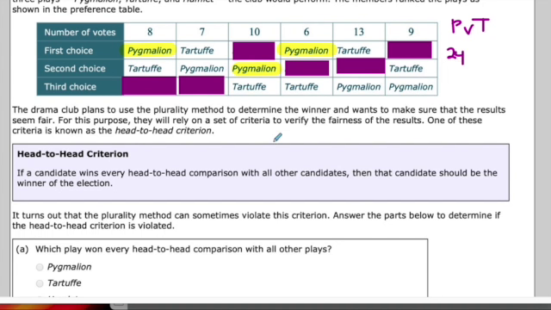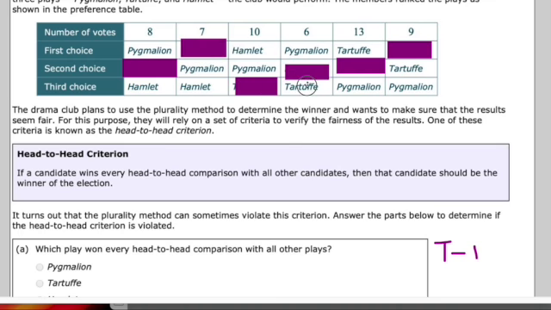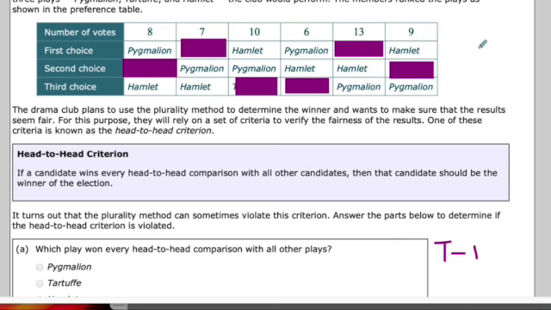Okay. Now let's look at Tartuffe. Tartuffe has 7, 13 makes 20. Plus 9 makes 29. Tartuffe has more, so that means Tartuffe gets 1 point. Good for Tartuffe. All right, now let's compare Pygmalion and Hamlet. So Tartuffe has to get covered. So we compare Pygmalion and Hamlet. All right, so this is Pygmalion versus Hamlet.